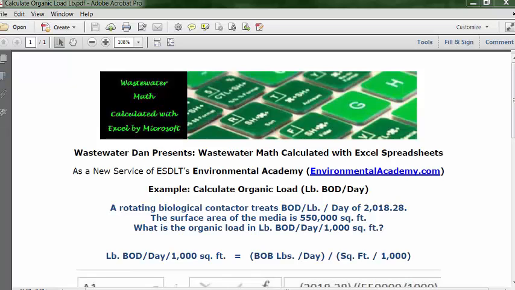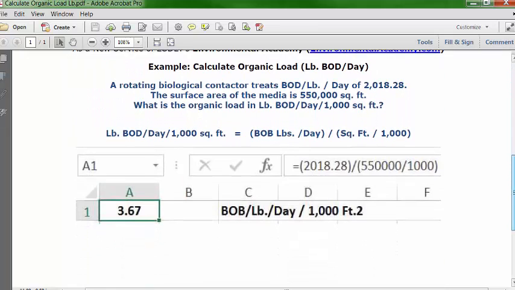So our formula is going to require us to take the pounds of BOD per day and divide it by the combination of the square feet divided by 1,000. That will give us our answer in increments of thousands. So let's see how we enter this in an Excel spreadsheet.